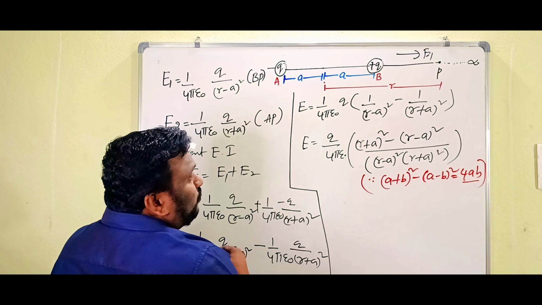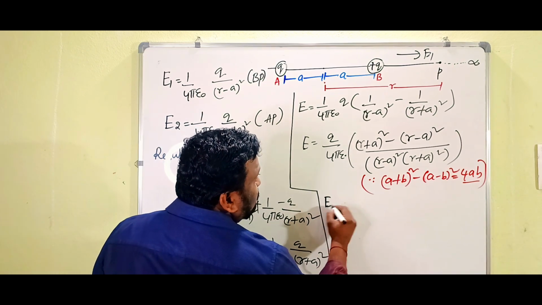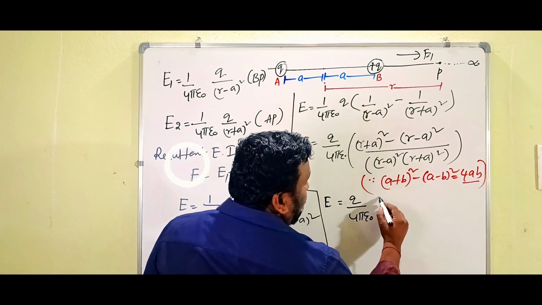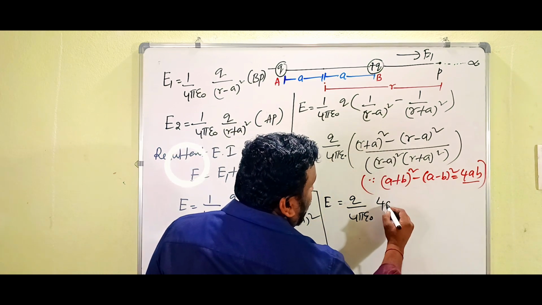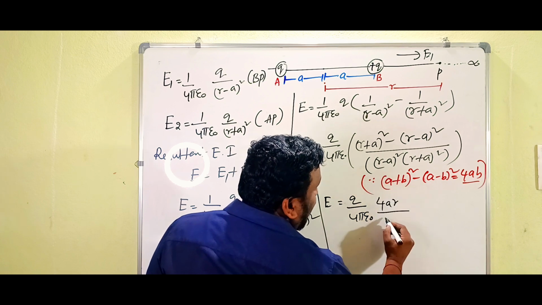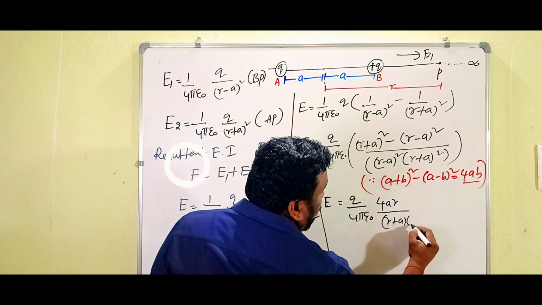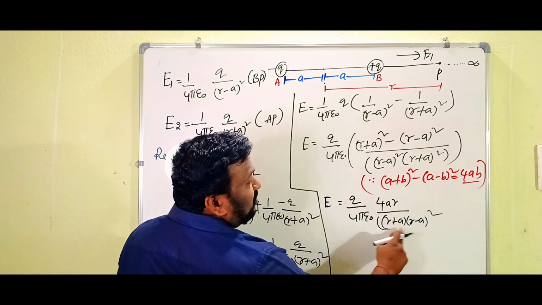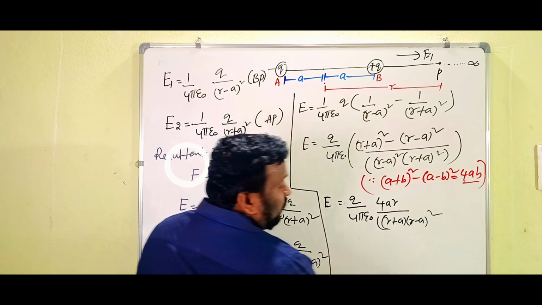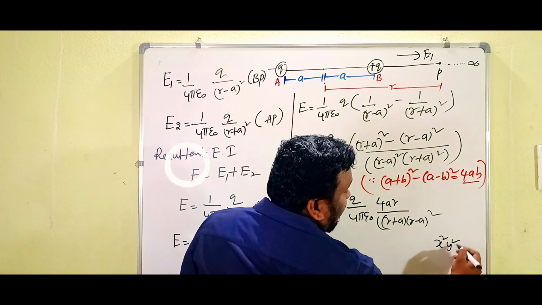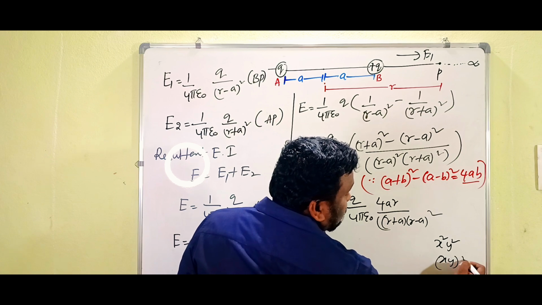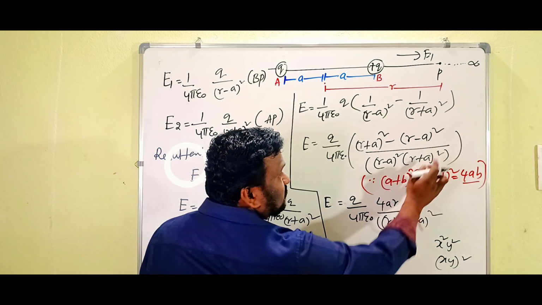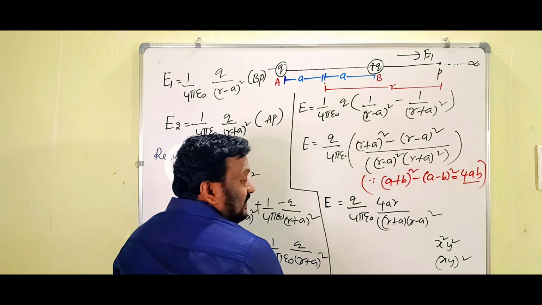That's why we write E is equal to q by 4 pi epsilon naught of 4 into, this is A and this is B, so 4AR. The denominator can be written as (R plus A) into (R minus A) whole square. Why? Because children, x square y square is there, so we can write it as (xy) whole square. So R minus A is x and R plus A is y.